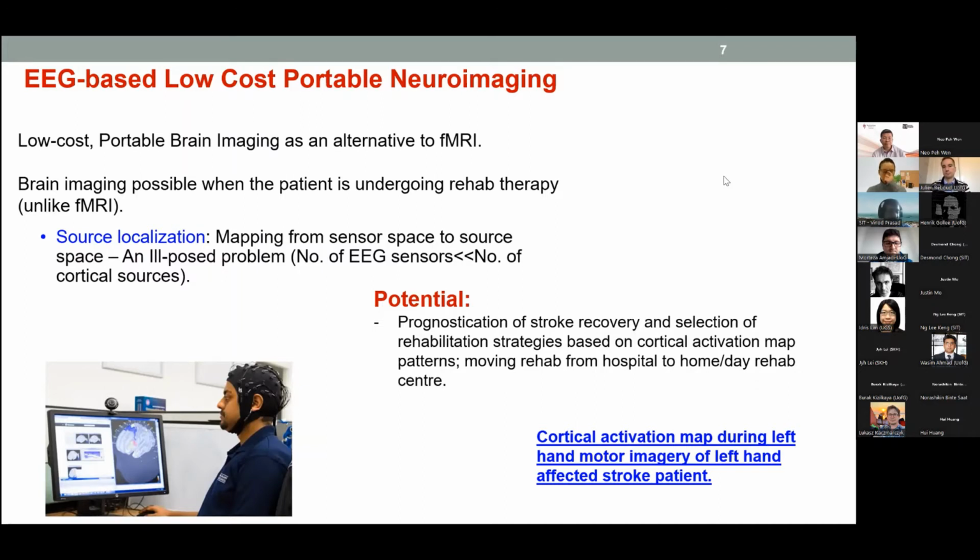And more importantly, when the patient is doing the rehabilitation therapy, we can take the EEG scan, which is not possible with an fMRI or any other scanning technique. So the functional connectivity can be analyzed using EEG-based neuroimaging. Now, let me show you this cortical activation map during left-hand motor imagery of a left-hand stroke-affected patient. I'll show you the neuroimage that we have reconstructed with EEG.